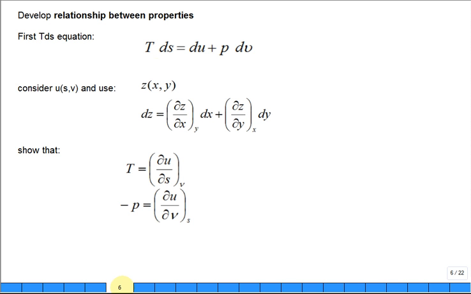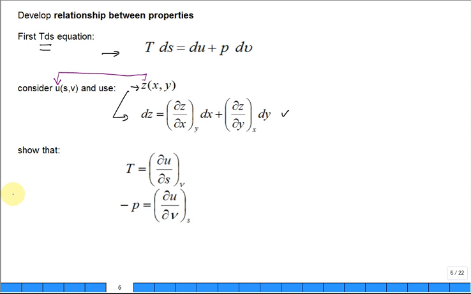Let's take a look at the roadmap here. Start with the first TdS equation. Great. Recall that we think about z as a function of x and y, and in general, dz is equal to this relationship right here. The change in z can be related to a change in x and a change in y. Well, for this equation, let U be z.